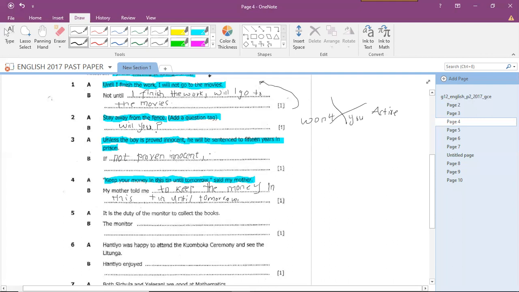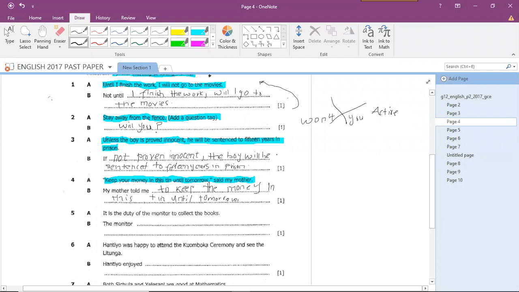then we add the subject, which is the boy. The boy will be sentenced to 15 years in prison.